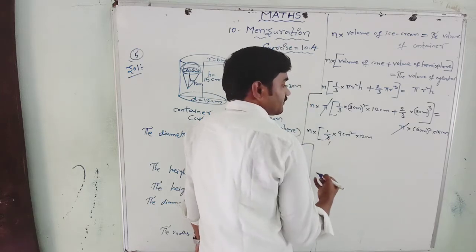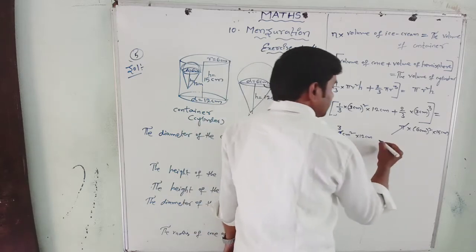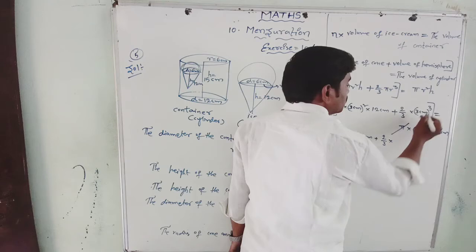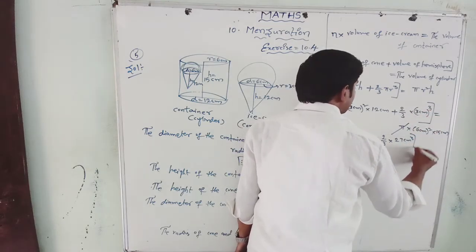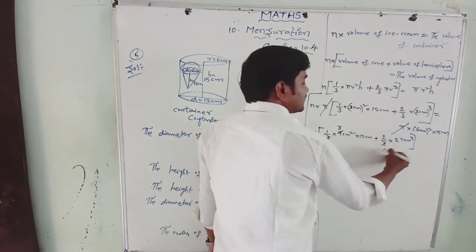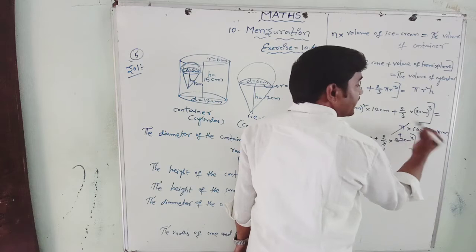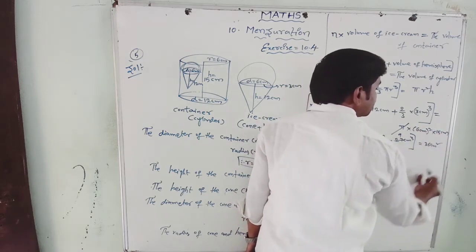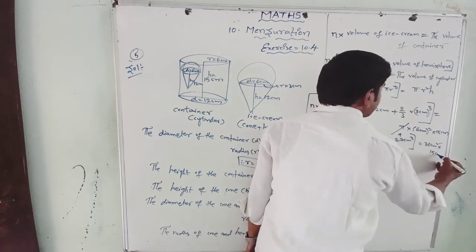Here 3 ones are 3, 3 3s are 9. Plus 2/3 into 3 cube, that is 27 centimeter cube. Okay, here 3 ones are 3, 9s are, that equals, here pi is already cancelled, here 6 square is 36 centimeter square into 15 centimeters.